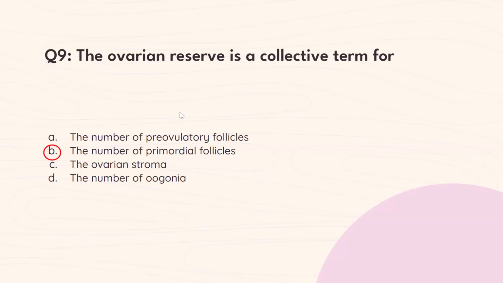Why the answer isn't A is because this says pre-ovulatory follicles. Now, pre-ovulatory follicles could be secondary follicles, they could be tertiary follicles. We are just talking about the primordial follicles here, so pre-ovulatory would not be the right term to use. Primordial would be a better term.